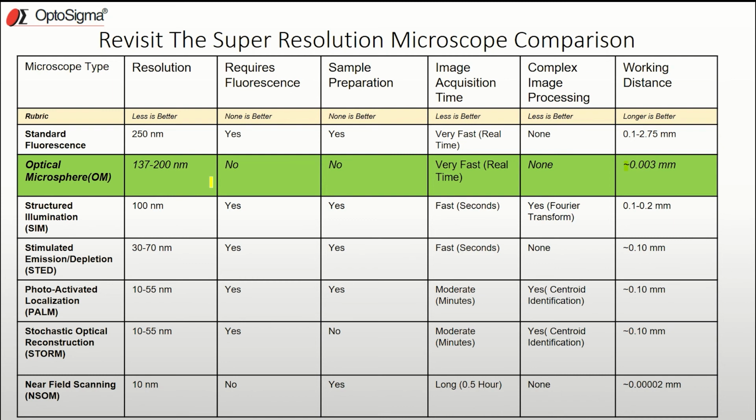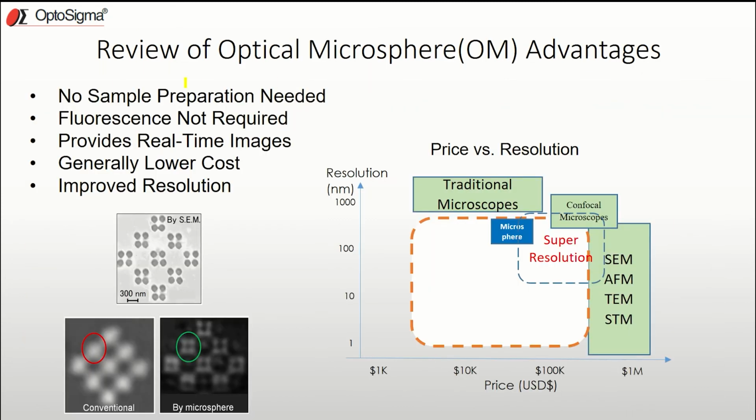So now let's move on to a review. Here's a review of the advantages of optical microsphere microscopy. There's no sample preparation needed, fluorescence is not required, it provides real-time images, generally at a lower cost, and improved resolution. One of the things I wanted to show here was a comparison of images. The electron style of microscopy, of course, as we saw, provides really, really high resolution, less than 10 nanometers. So this is kind of the golden image right here.